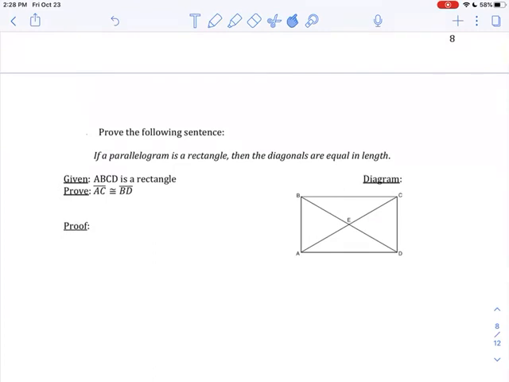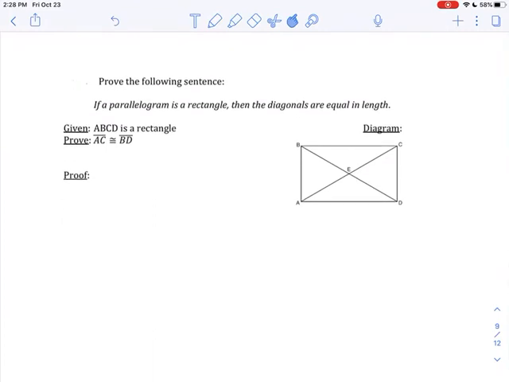So those were definitely more challenging, and we will work on some more challenging problems tomorrow. I do have a little proof here just to show you. So I want to prove this sentence: if a parallelogram is a rectangle, then the diagonals are equal in length. So what I'm going to do is, remember that if is my given, so I know that ABCD is a rectangle. That's my given.